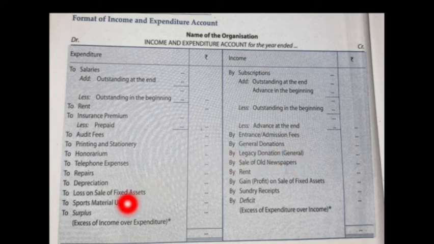And at the last, what we have to do is make a total of the debit side and make the total of the credit side. Whichever side is short, we have to write the surplus or deficit. If income is more than expenditure, then that will be surplus. If your expenditure is more than your income, it will be deficit. So this was the format of income and expenditure account.